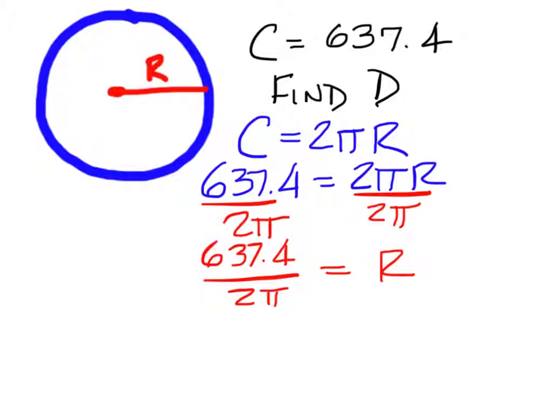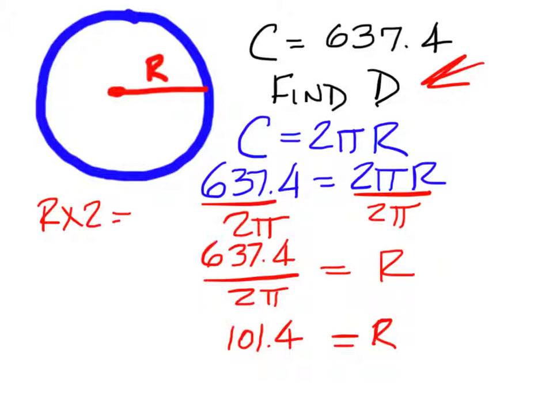Now what you're solving for is d, so that means you're just going to be multiplying by 2 at the end. The rule that we set for these was that you find r by rounding it and then multiply by 2. So type in 637.4, divide, but put a set of parentheses around 2 pi, and then hit enter. You should have 101.4 for r, but you have to multiply that by 2 to get the diameter. So that would be 202.8.